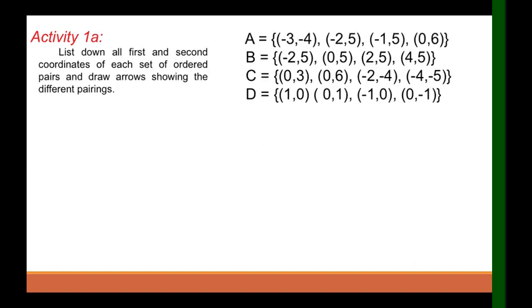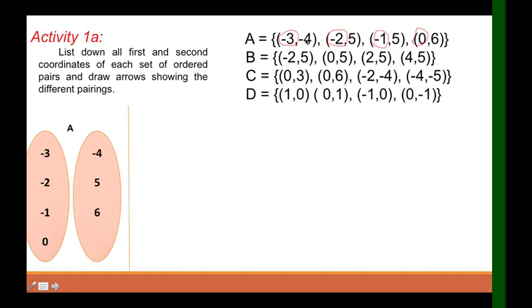For the letter A, we have four sets. So let's start with set A. For set A, what we will do is group the x values in an ellipse or oblong, which are -3, -2, -1, and 0. For the next oblong, we group -4, 5, 5, and 6. As you can see, 5 was written only once, because we cannot write repeating numbers.